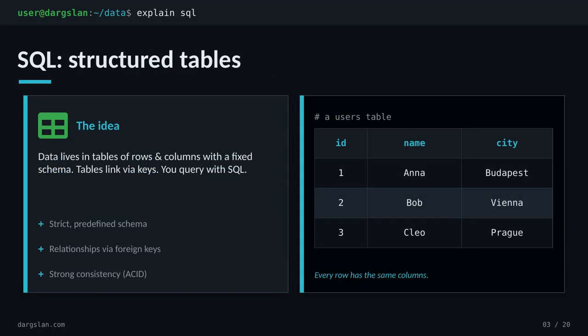Let's start with the structured answer, SQL. The idea is simple. Your data lives in tables, like the users table on the right, where every row has the exact same columns. You define that shape upfront, the schema, and the database holds you to it. Tables connect through foreign keys, queries go through SQL, and transactions follow ACID rules, meaning when you commit something, you can trust it actually stuck.